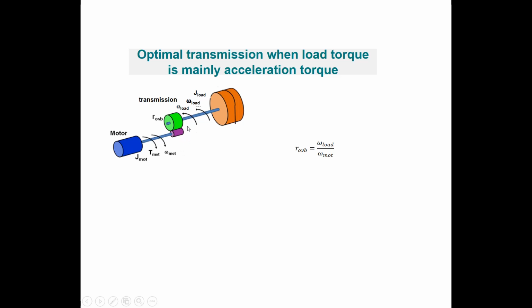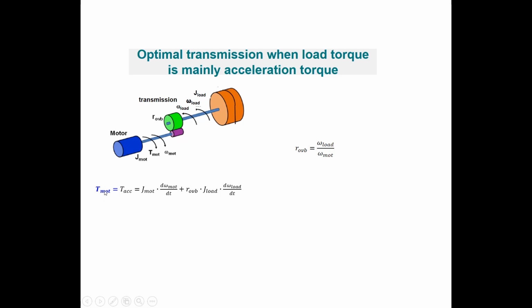Now we are going to calculate the optimum transmission ratio in the case when the load is mainly dynamic, so we mainly have an acceleration torque. In that case, the motor torque is an acceleration torque, which is the acceleration torque for accelerating the motor itself plus accelerating the load, calculated back to the motor level. So my motor torque is equal to the acceleration torque of the motor plus the acceleration torque of the load, transformed back to the motor level.